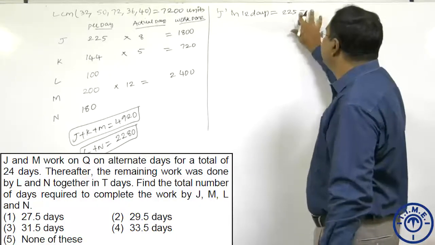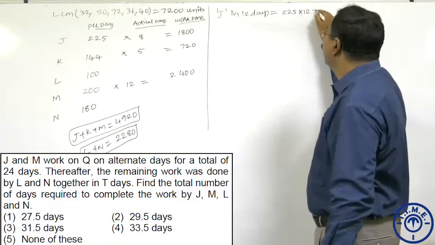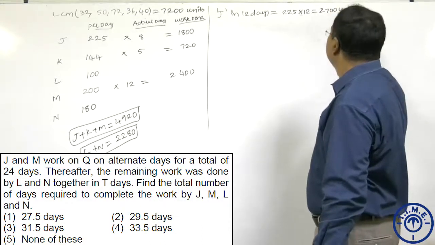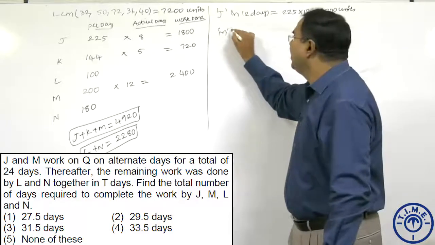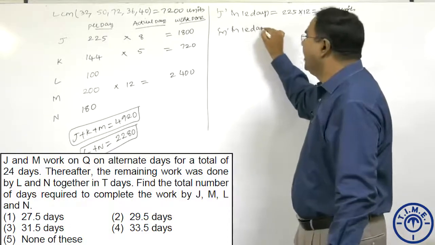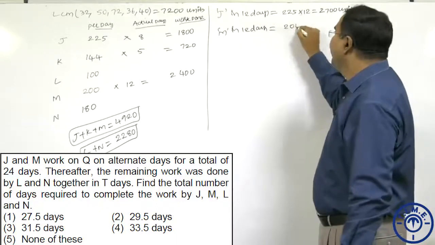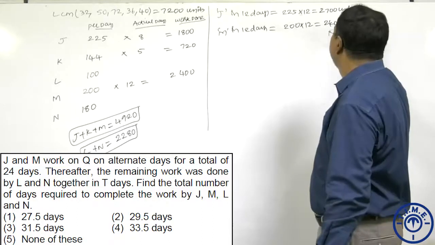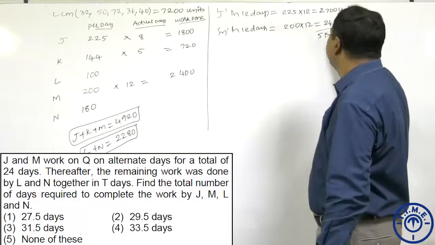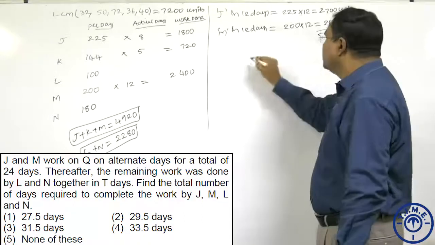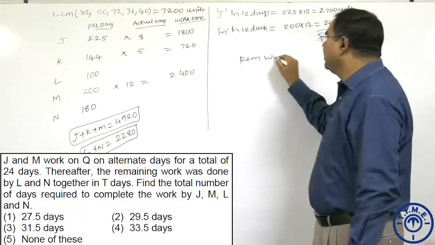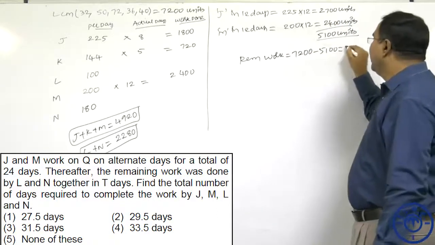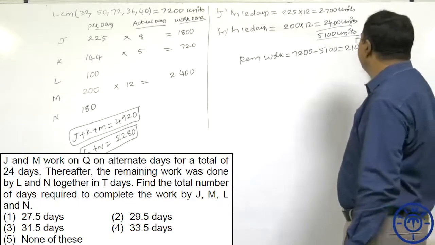So, 12 days J will do 225 into 12, that is 2700 units. Similarly, M is working for 12 days, one day 200, so 200 into 12, 2400 units. So, total both of them have completed 5100 units. What is the remaining work, students? Total work 7200, both of them have completed 5100, remaining work is 2100 units.